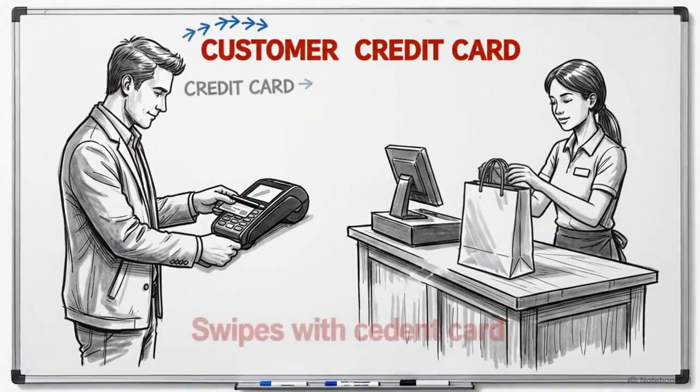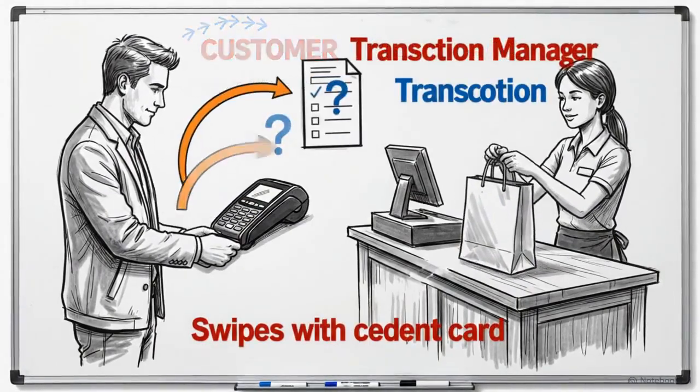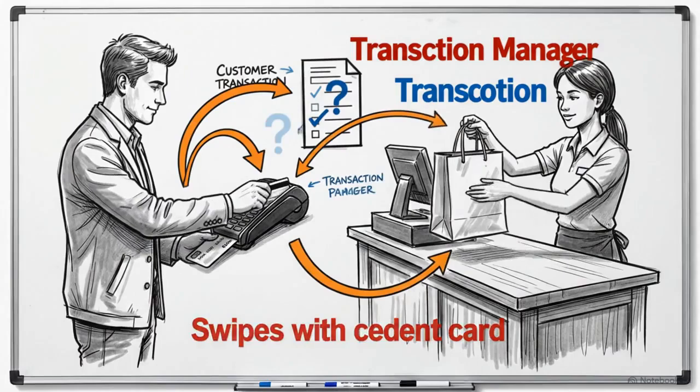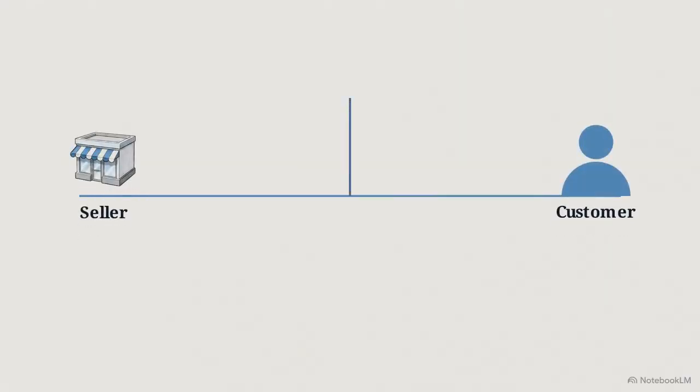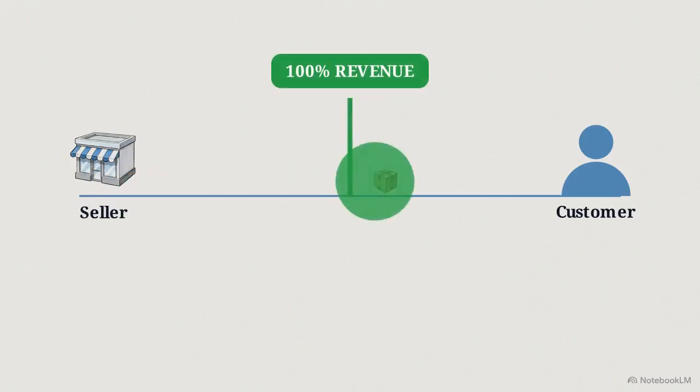When a customer walks into a retail store, swipes their card, and walks out with a product, accounting for that transaction is straightforward. The company recognizes all the revenue from that sale at a single point in time. The exact moment control of the good transfers across the counter.